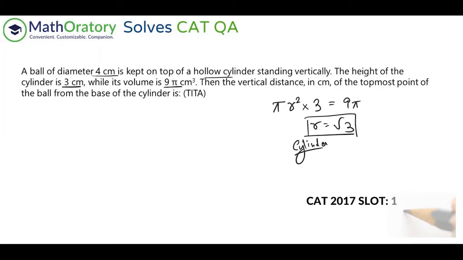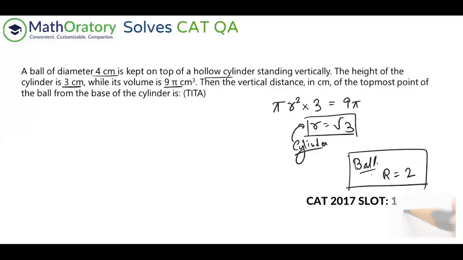And for the ball that we have, I think that should be a spherical ball. Nothing is mentioned, so I have to consider this as a spherical ball having a diameter of 4 centimeters. So the radius, let me indicate with a capital R, is 2. So the ball has a radius of 2 and the cylinder has a base radius of root 3. Height is already mentioned.